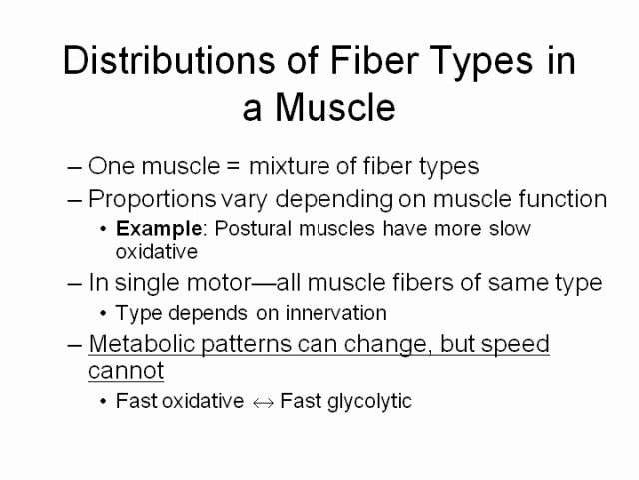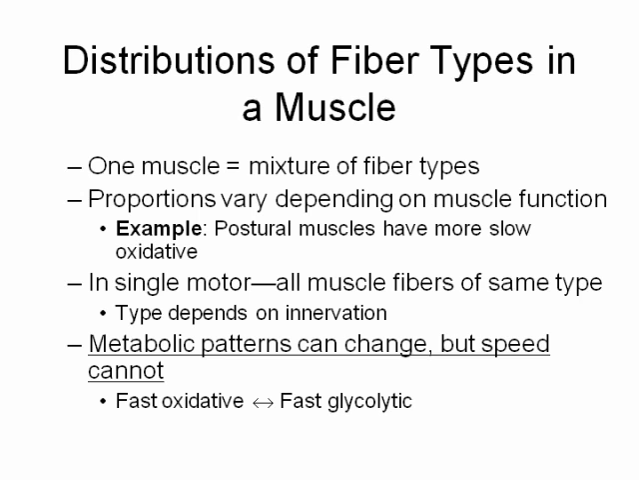So how are these distributed in a muscle? Well, first of all, one muscle is a mixture of fiber types. And the proportions vary depending upon the muscle function. An example, postural muscles, that is those that are involved in your back and your pelvis, have more slow oxidative capacity. They're necessary for a low level, sustained degree of contraction to keep your posture upright.